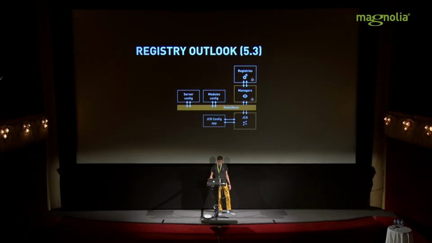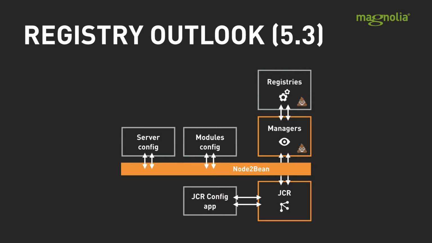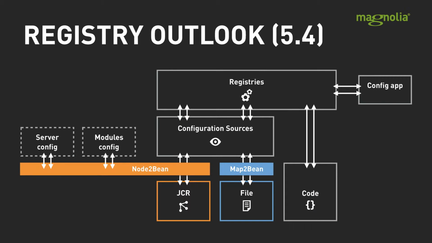So that's basically the outlook as of 5.3. Mainly reading the configuration from JCR, then reading it through Node2Bean into the managers, and finally populating the registries with it. And also the config app was merely just a content app over the JCR workspace.